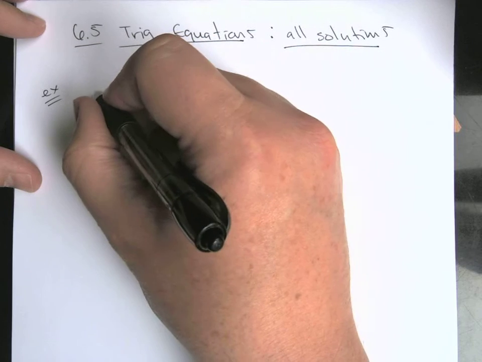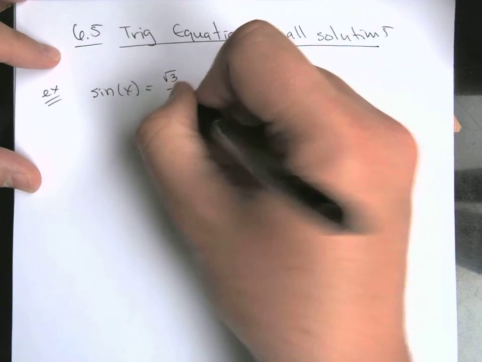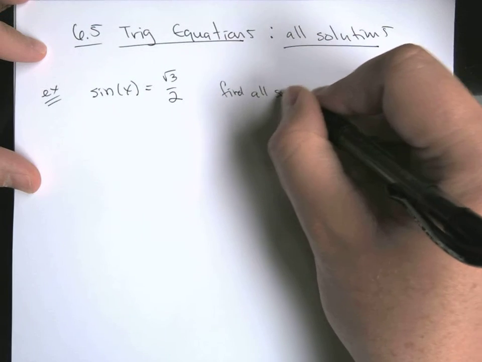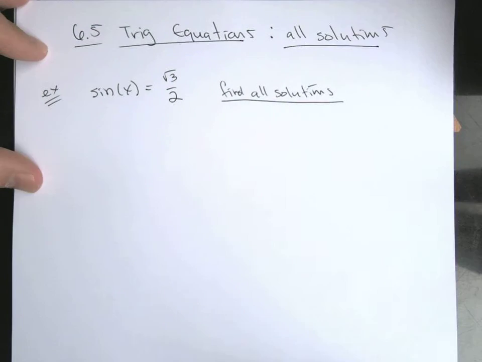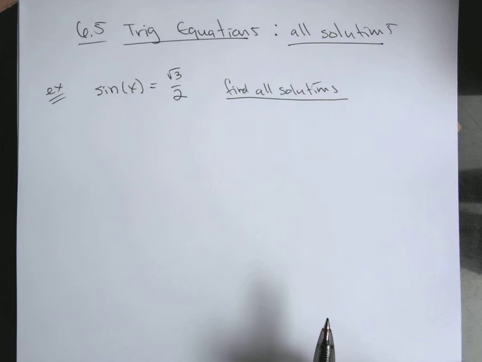So we're going to have something like the sine of x equals root 3 over 2. And our instructions are just: find all the solutions. That instruction is a little bit telling, right? This isn't just like solve for x. I mean, in some sense it is, but there's something telling there. Solutions, plural, is a little bit of an indication that this is going to be more than just an x equals pi over 2 kind of answer.